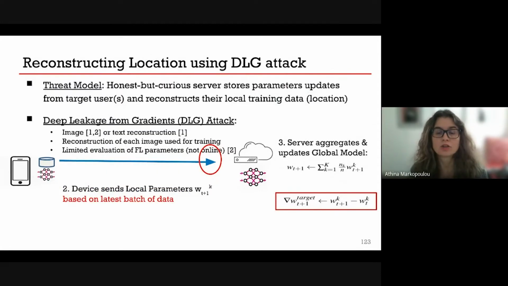So in this setup, I'm considering an honest but curious server that observes parameter updates and can compute the gradients or an approximation of the gradients. And the goal is to infer the local training data, in particular the location of the target user. This problem lends itself naturally to DLG attacks, which have been developed in a different context. Deep leakage from gradients has been used to reconstruct training images and text. There are a couple of differences in our setting, the most important of which is that we're not trying to reconstruct every single location the user has been at, but some sense of average location, which still reveals a lot about the user.